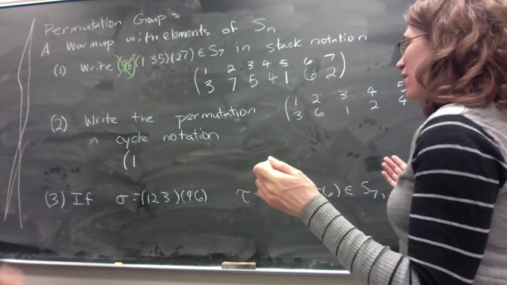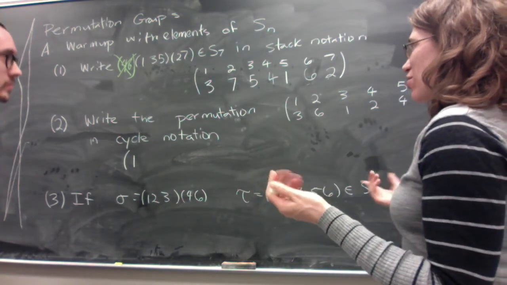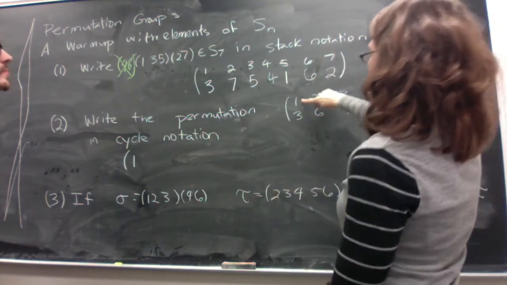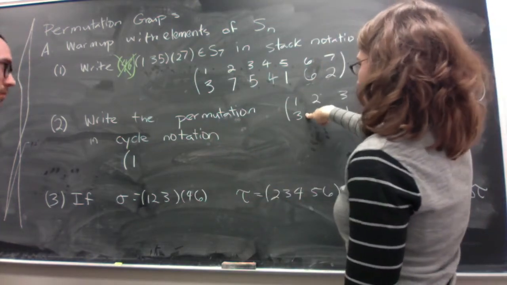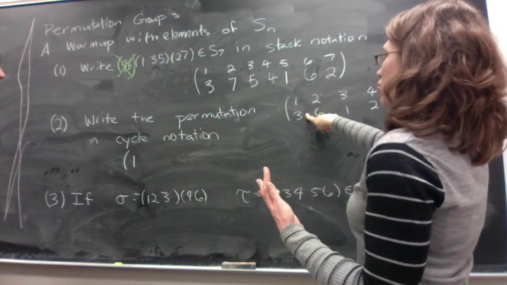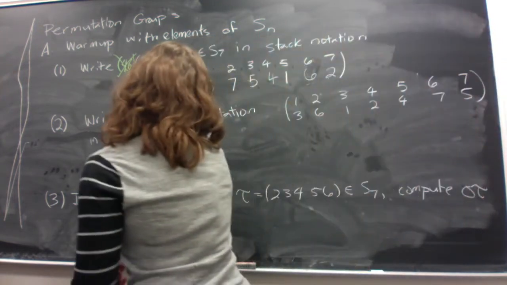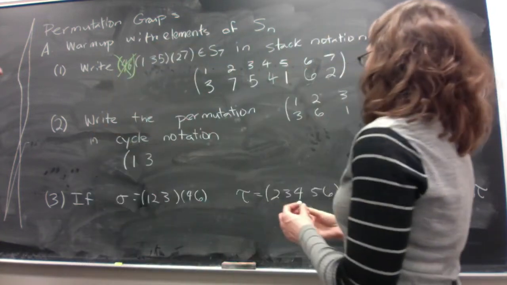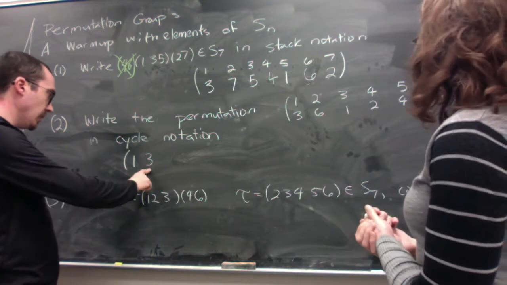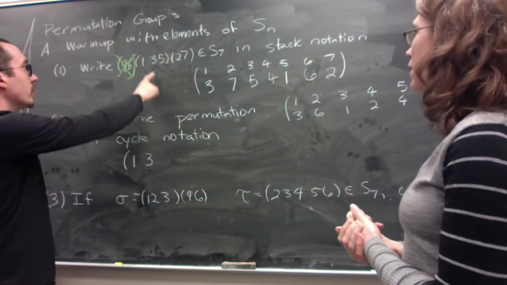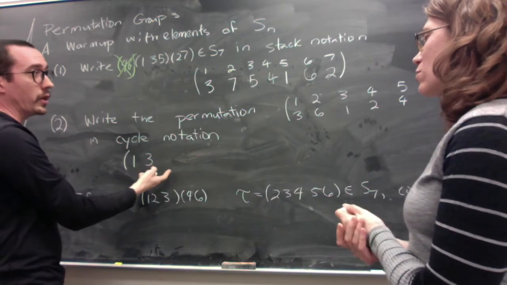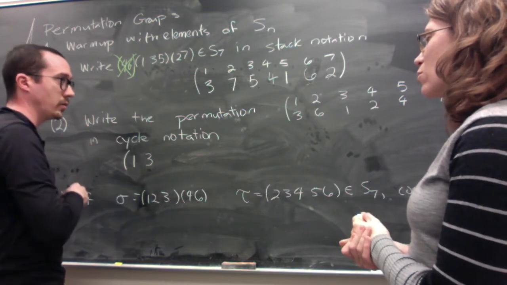Okay, so when we're writing in cycle notation, we're trying to identify where each element goes. So what this stack notation tells us is that 1 goes to 3. Yep. And if I wanted to denote that in cycle notation, I would write a 3 after a 1. Right. Okay. So now it's your turn, Eric. Okay, so like up here, the next number said that 3 went to 5, so let's see where 3 goes to keep going with the cycle.